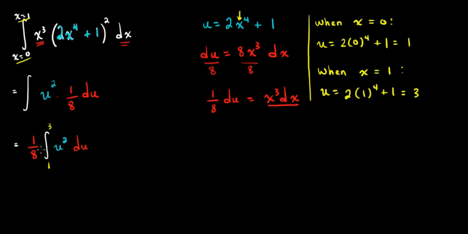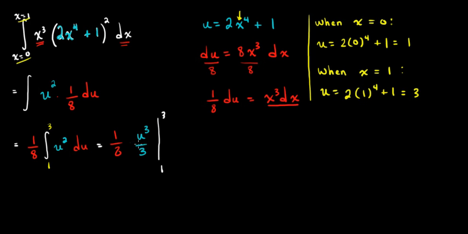So now we have the problem that we need to integrate, and we have the correct limits here to go ahead and evaluate that problem. So here's what we're going to do. I'm going to find the antiderivative here. What's the antiderivative of u squared? Well, we simply get u cubed over 3. And keep in mind, because this is a definite integral, we are going from 1 to 3.